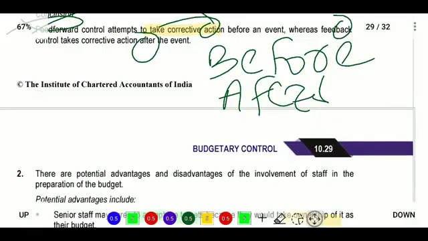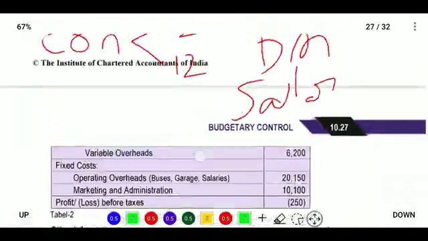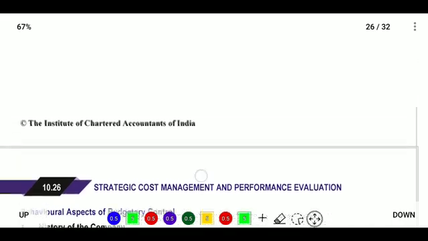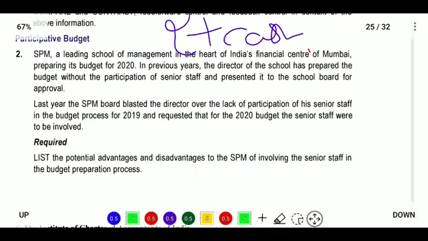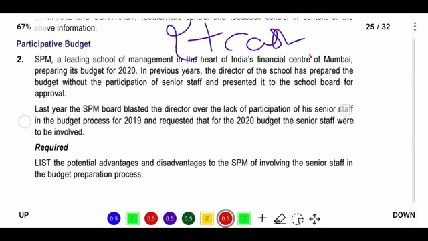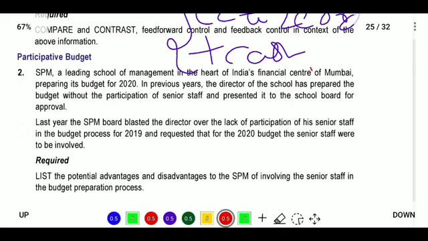That is the case of question number 1. And now question number 2. What is there in question number 2? In question number 2, SPM is a leading school management in the heart of India's financial center, Mumbai, preparing its budget in 2020.